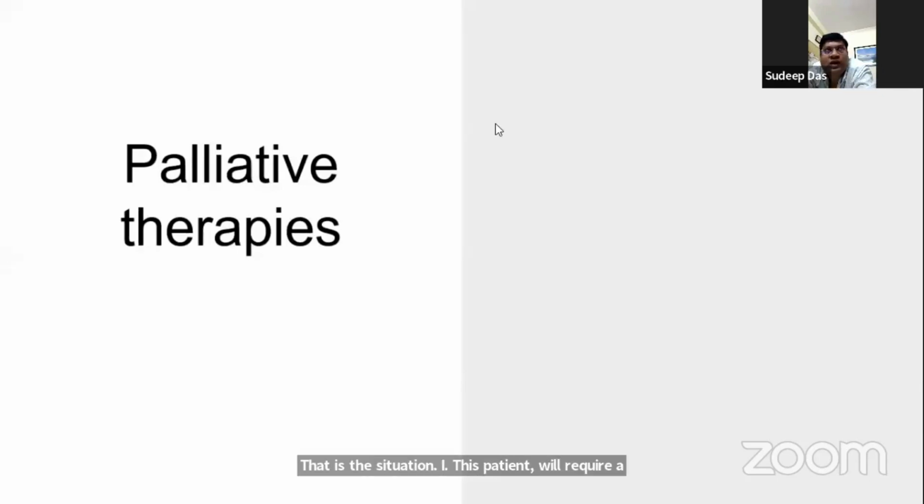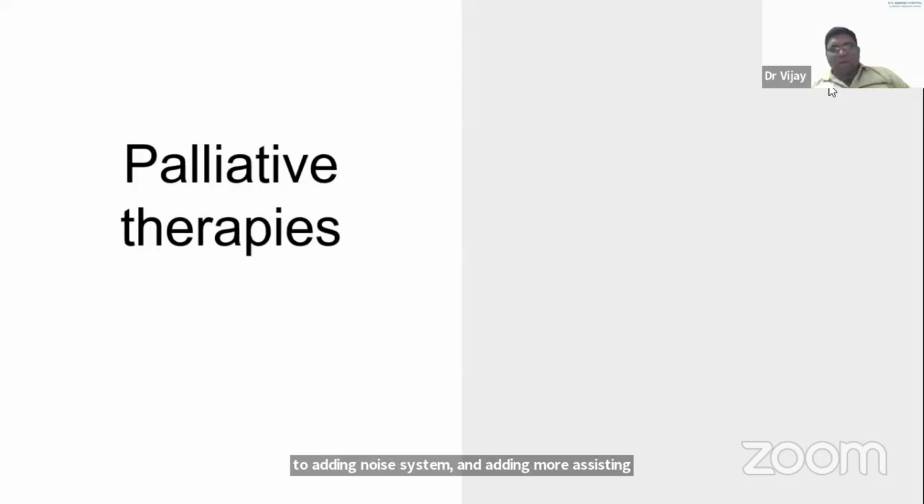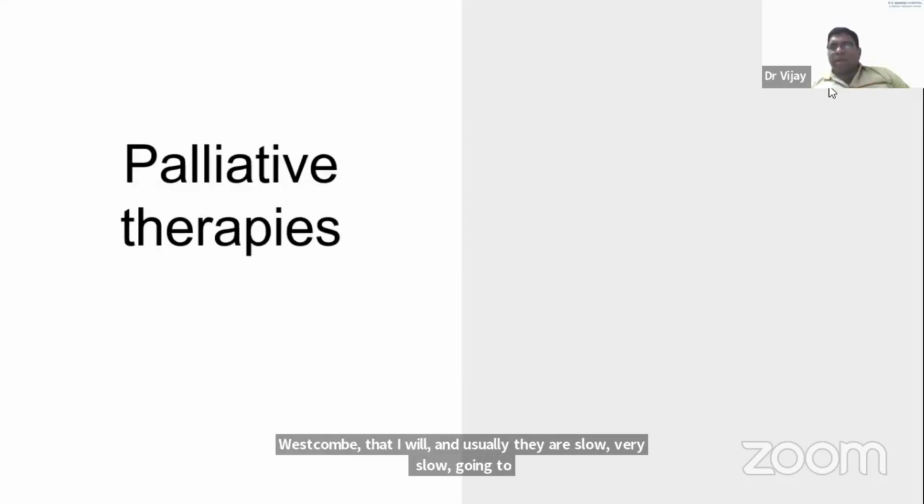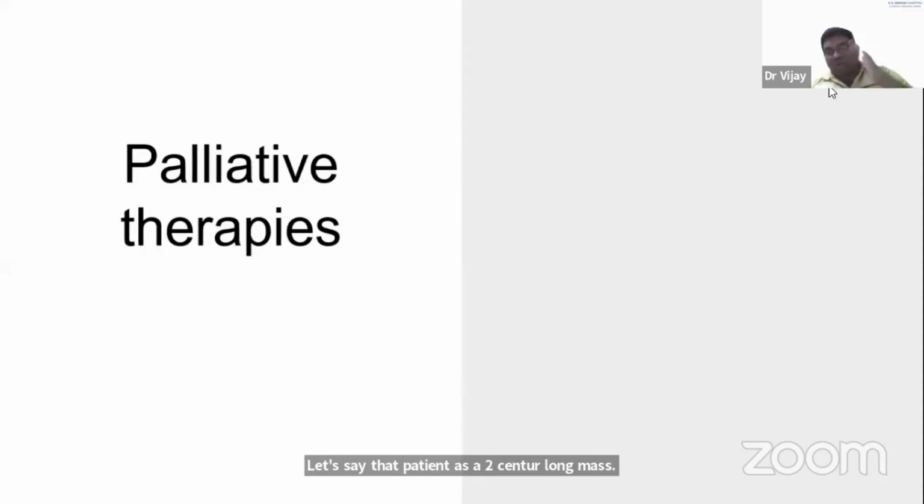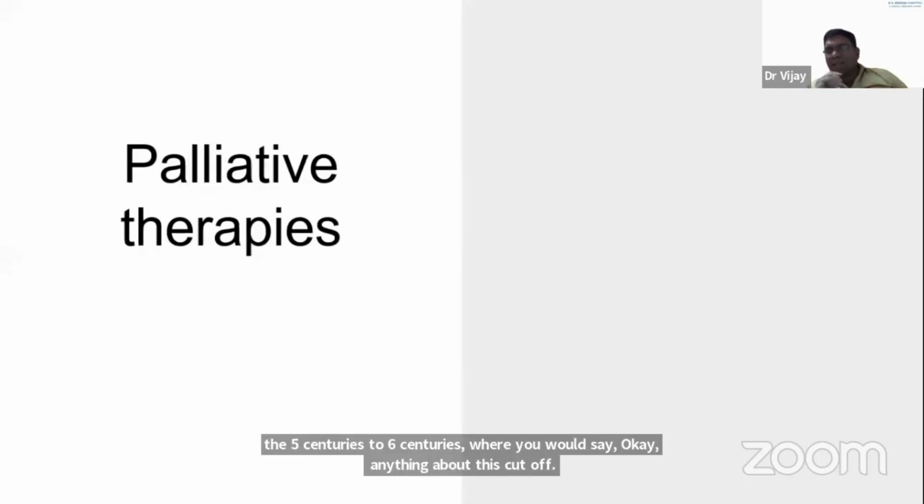Okay. And of course, I also see the disease histology, like salivary duct carcinoma. It's a very aggressive tumor and grows very fast compared to adenoid cystic. And adenoid cystic tumors are usually very slow growing. Okay. Question to you: is there a size criterion? Let's say the patient has a 2 centimeter lung mass, or a 5 or 6 centimeter one, where you would say, okay, anything above this cutoff I would treat. And let Rakesh take that question.